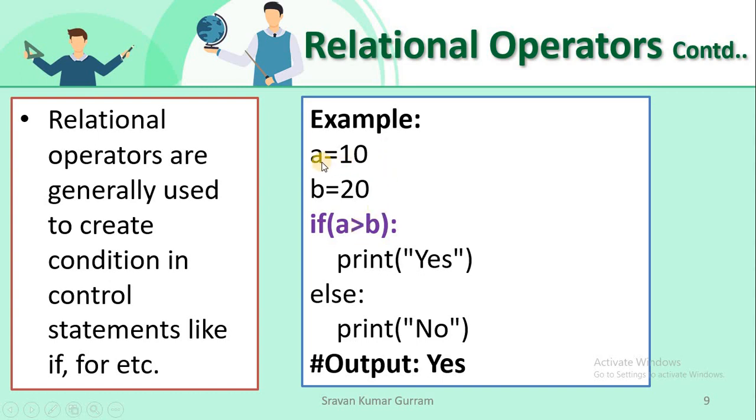See this example: A assignment 10, B assignment 20. If A greater than B, then print yes, this will be executed. If it is false, the else part will be executed.